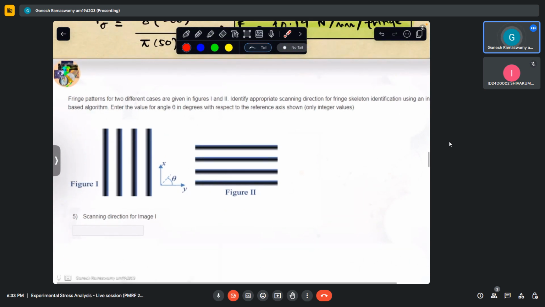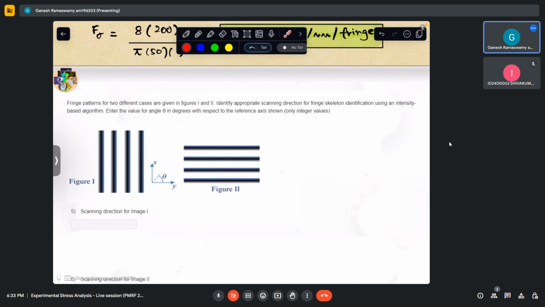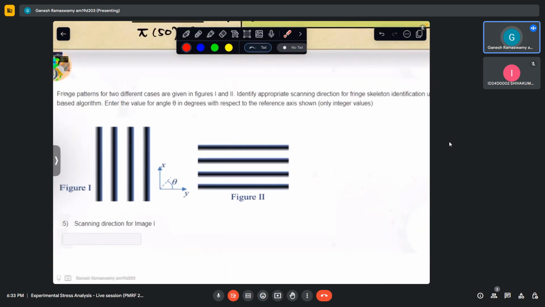So I take it that this is clear. Okay. So the fringe patterns, I'll move on to the next problem.